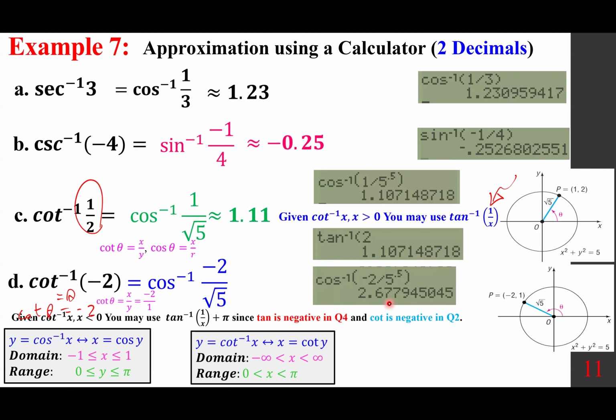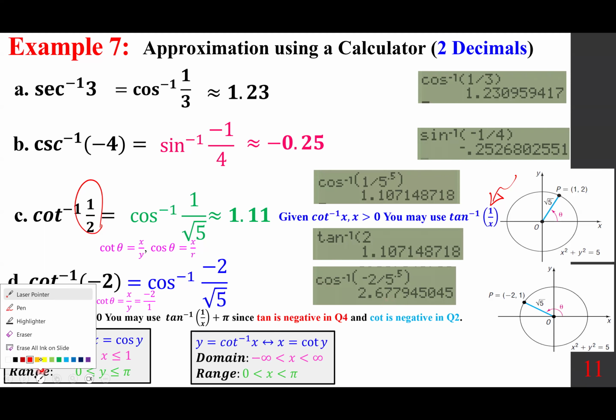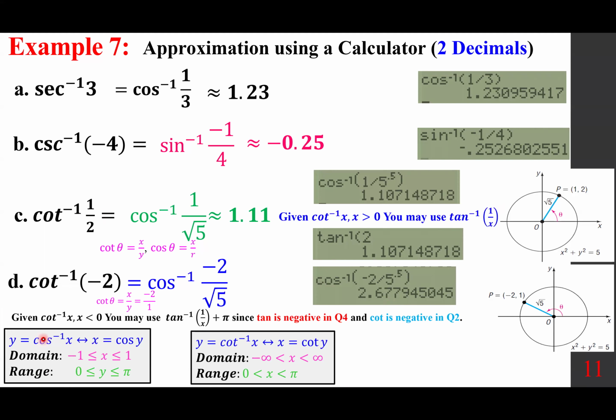Now, can you use tangent? Here's how it works. Given cotangent inverse of x, if x is negative, you may use tan inverse of 1 over x and then add pi. Okay. Why is that?